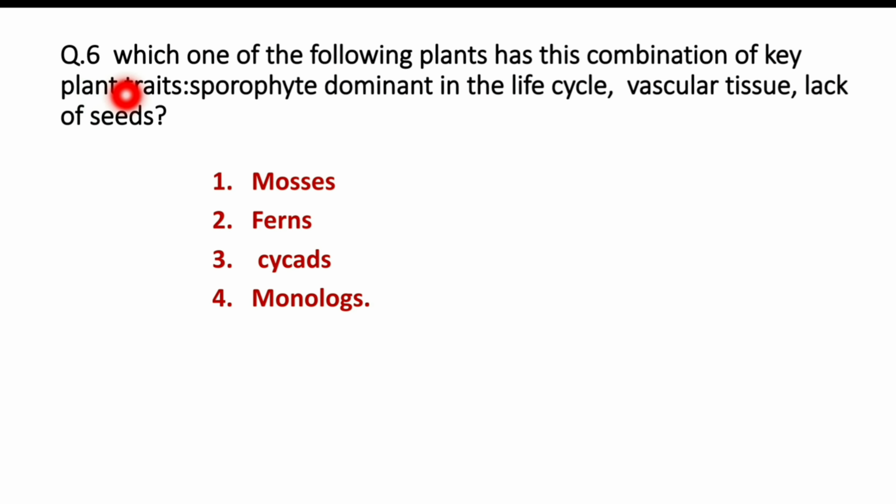Question number 6. Which one of the following plants has this combination of key plant traits? Sporophyte dominant in the life cycle, vascular tissue, lack of seeds. The options are mosses, ferns, cycads and monocots. The right answer is option 2, ferns.